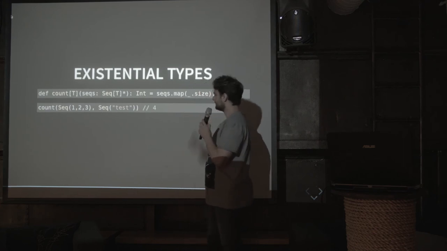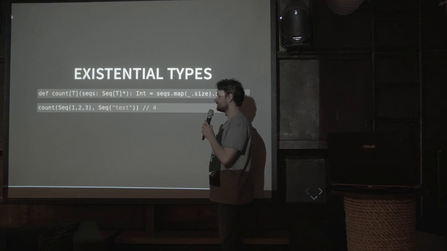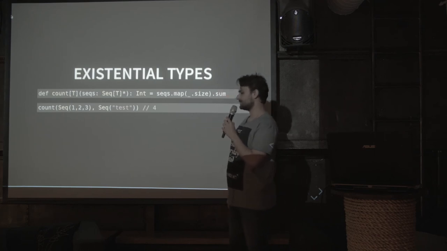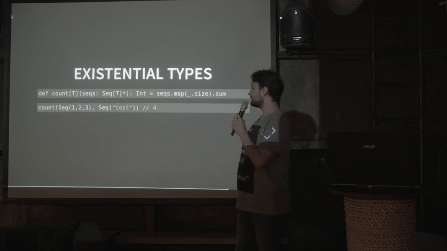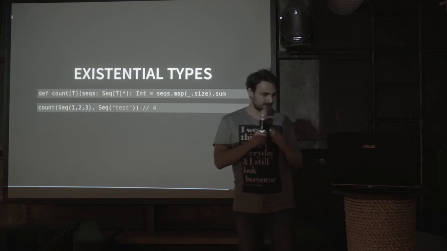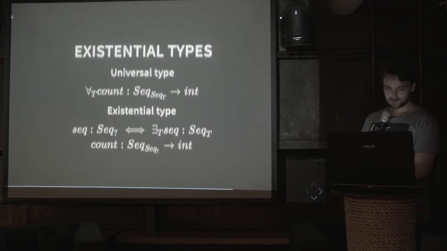So, this type any appears at some point, even though we actually don't need it. And it would be nice if we were able to express that we don't care about this type. So here comes the idea of existential types.